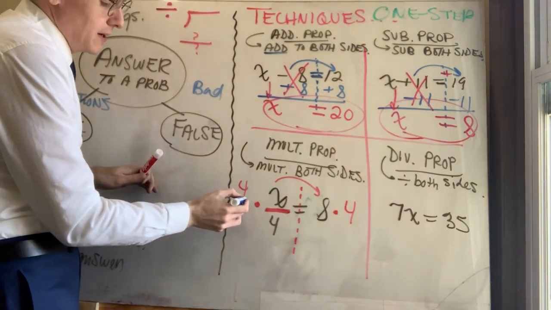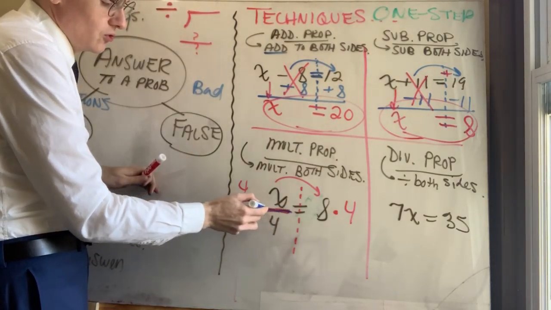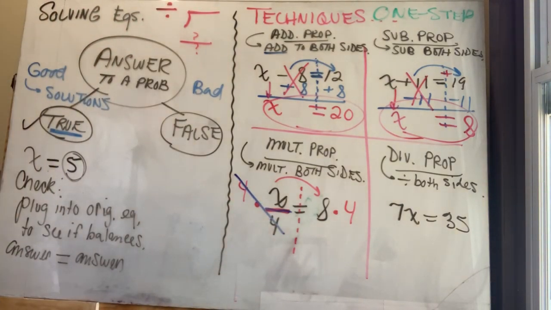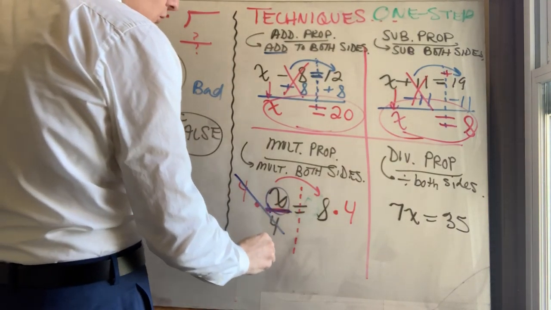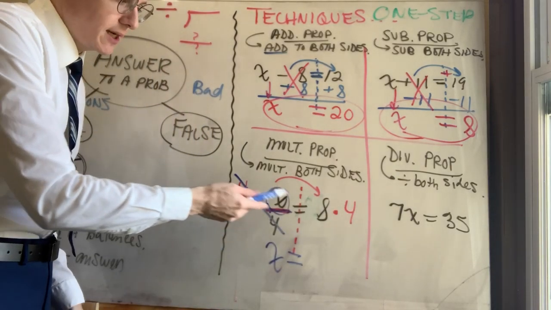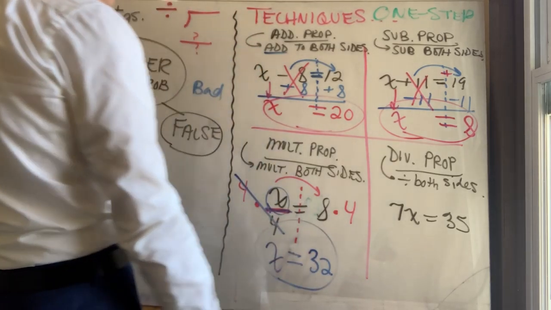If something is being multiplied that is also divided by the same number, these are opposite operations. This is dividing by 4, this is multiplying by 4. Essentially, these cancel. And that leaves you with just the thing you're looking for, which is x. Then you just do the multiplication here. 8 times 4 is 32, and that's your answer.